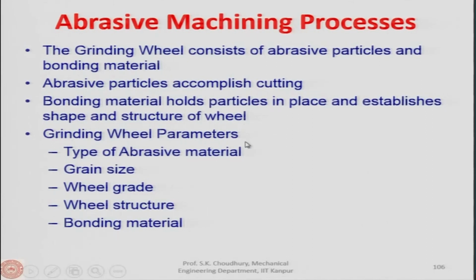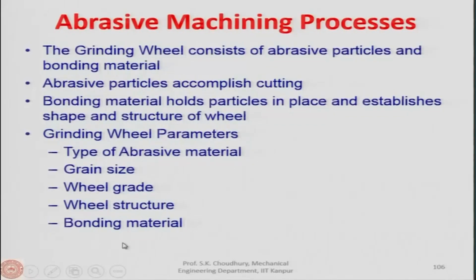Now, grinding wheel parameters, these are the 5 parameters: type of abrasive material, grain size, wheel grade, wheel structure and the bonding material. On these 5 parameters the grinding wheel performance will depend, like how the grinding wheel is performing depending on the type of the abrasive particles. It depends on the size of the abrasive particles.